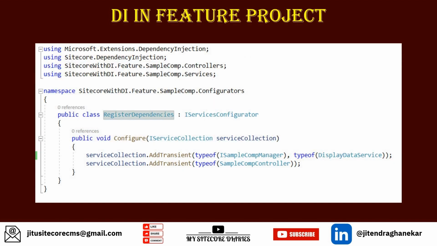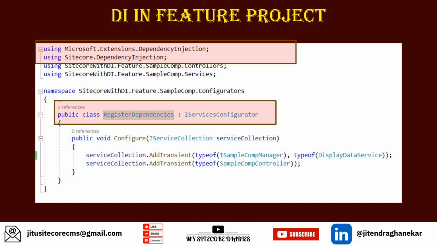Okay, so the first thing you have to do to apply DI in Sitecore is create a registered dependency class. For that you will need two namespaces, which I mentioned in the first slide also: Microsoft.Extensions.DependencyInjection and Sitecore.DependencyInjection. And then in your register dependency class you have to inherit IServiceConfigurator. This is a configuration which you are building for the DI.